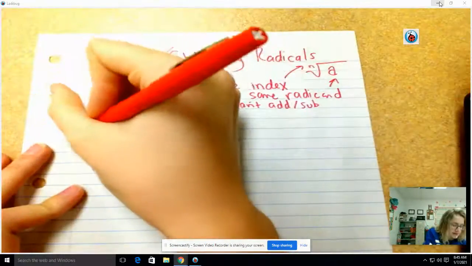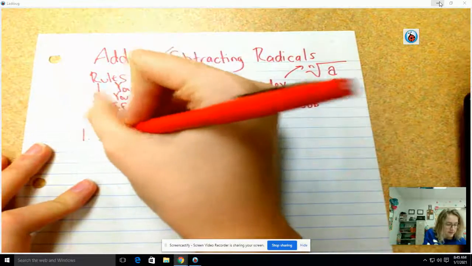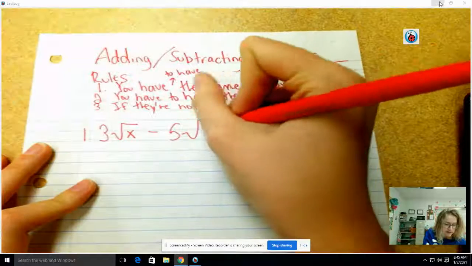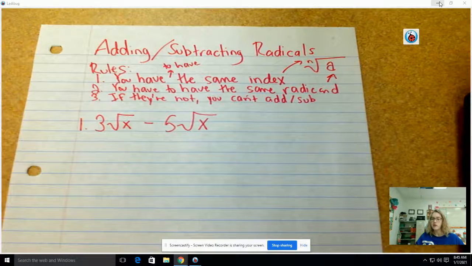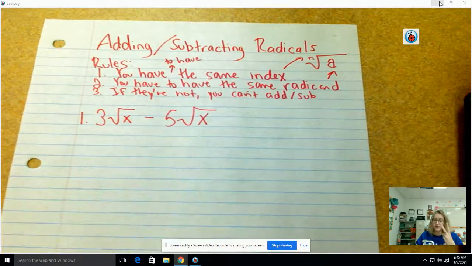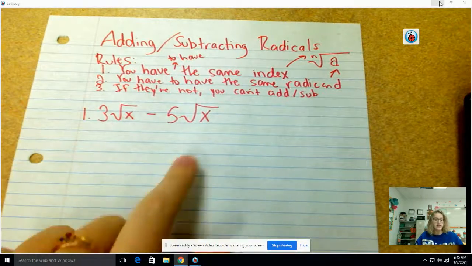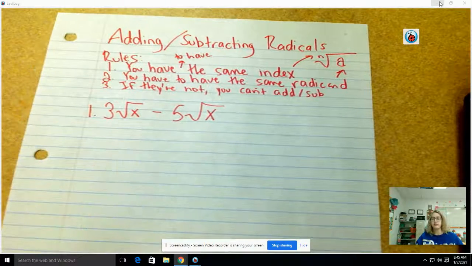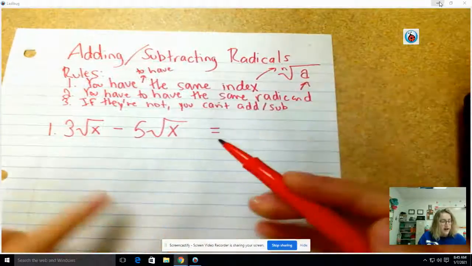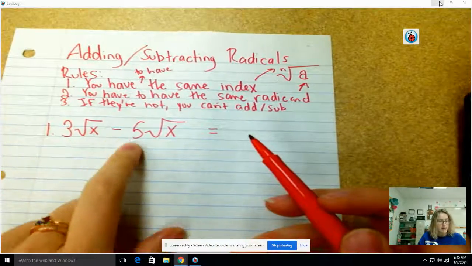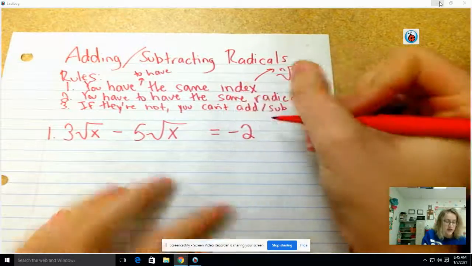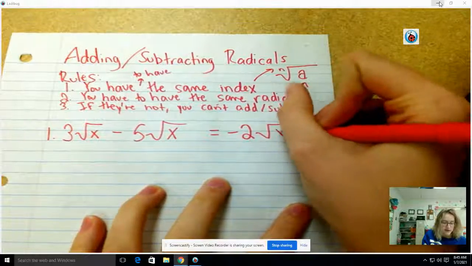So we'll just go ahead and hop right into some examples. Let's say I have 3 radical x minus 5 radical x. First I have to check, do they have the same index? There's nothing there, so I assume it's a 2 for a square root. Yes, they have the same index. Is what's inside here the same? Yes, they're both x's. So I'm able to go ahead, and 3 minus 5 is going to give me -2, and then I'm going to be left with that radical x.